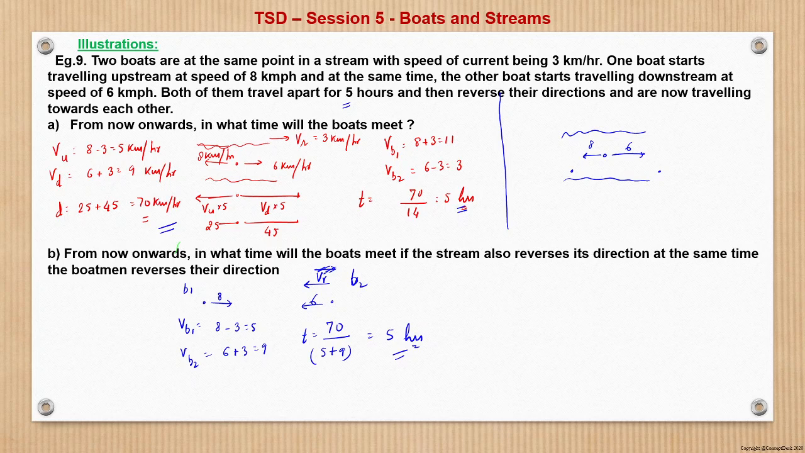Or in another word I can say that they covered this distance, which is 70 km, in opposite directions in 5 hours, so they will again cover this towards each other in 5 hours only, right? So this is the beauty of this relative motion concept when we see in the frame of the water itself. The time remains the same.